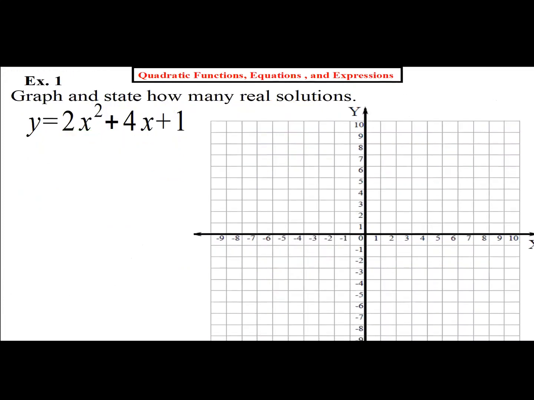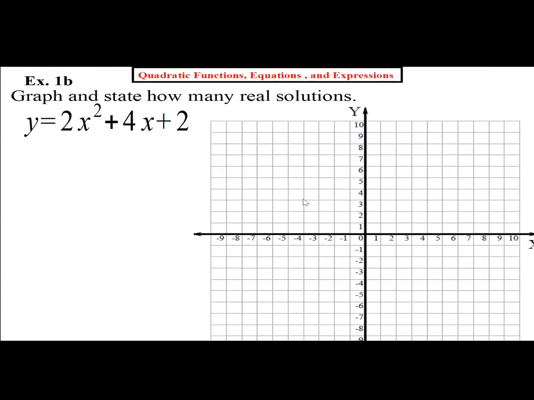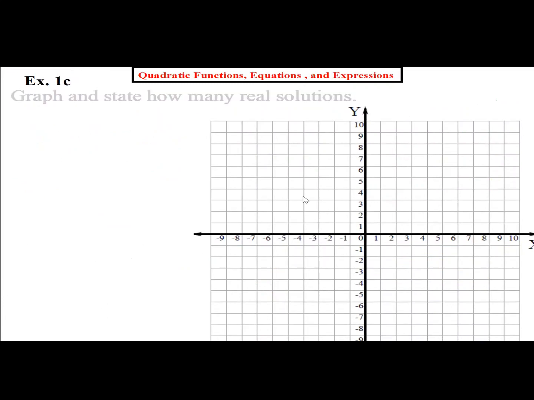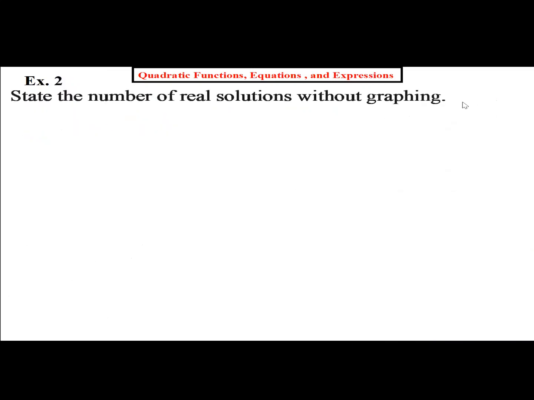Here we go. Next. Now that we know how to find the real solutions of a quadratic equation by graphing, let's do it without graphing. Example 2, copy this one. It says, state the number of real solutions without graphing. y equals 2x squared plus 4x plus 1. Copy that, please.